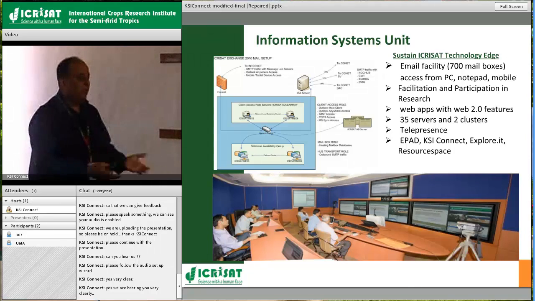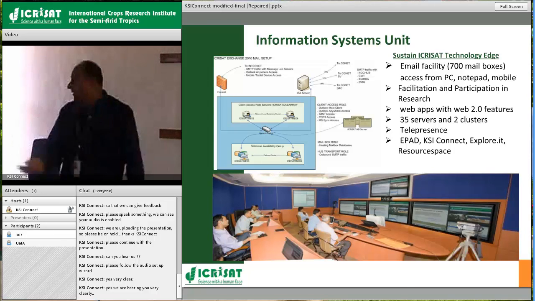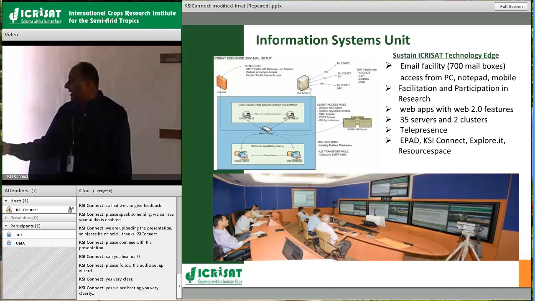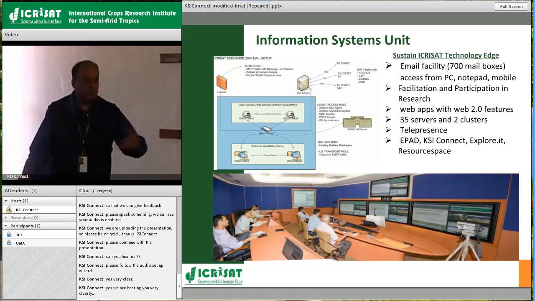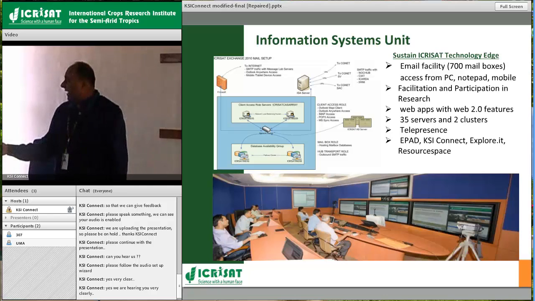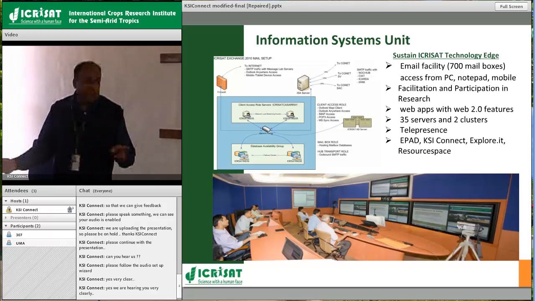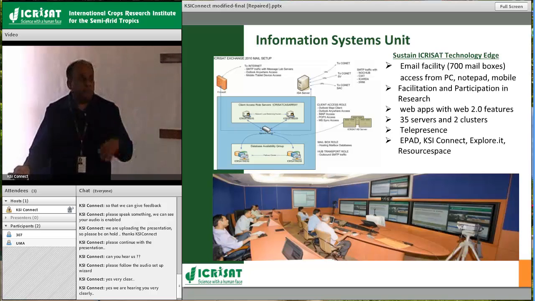This is a new trend, using Web 2 and Web 3 collaborative features of web technology. We are heavily leveraging that, and these are some of the examples. We'll have an exclusive session on Explore It, I think day after tomorrow or tomorrow. And there, if I get the time, I'll talk about the architecture also: the way information is made available on Explore It, and what is behind the scenes, how the architecture is built.